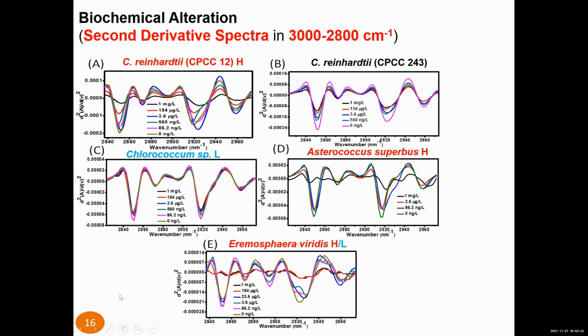And you can see CPCC12, A. superbus, and E. viridis are sensitive to the higher levels of triclosan exposure. And you can see the spectra shape, intensity, and spectral position changed. And for Chlorococcum species and E. viridis, when exposed to environmentally relevant concentrations, the intensity in saturated lipids increased.